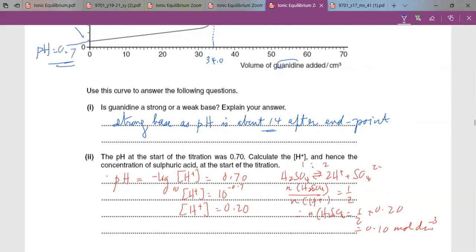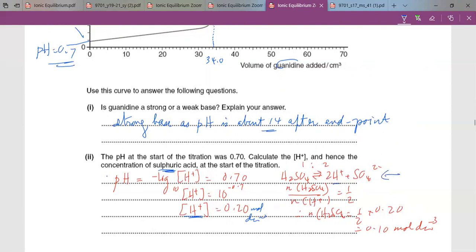That means it's the initial concentration of the H+ ion, so hence calculate the concentration of H2SO4. So from pH, H+ is equal to 0.2 moles per dm3. That's the H+, but what about H2SO4? Remember, this is the equation: 1 mole equals to 2 moles because it's a dibasic acid.